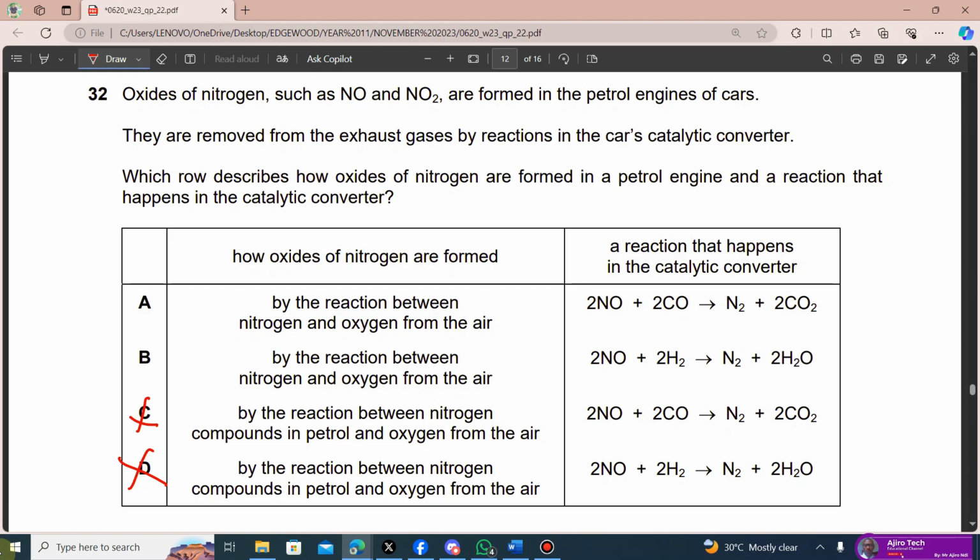So I'm left with options A and B. By the reaction between nitrogen and oxygen in air, let's look at how the catalytic converter works. Of course, this is how it works. So option B is off because it produces this and this, right?